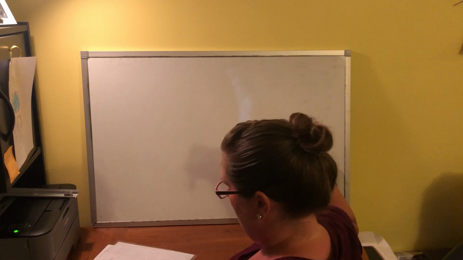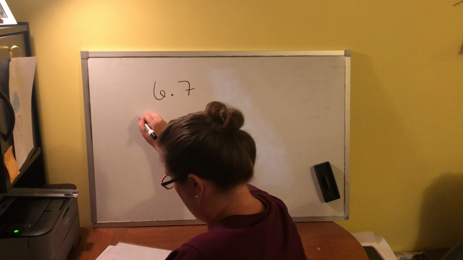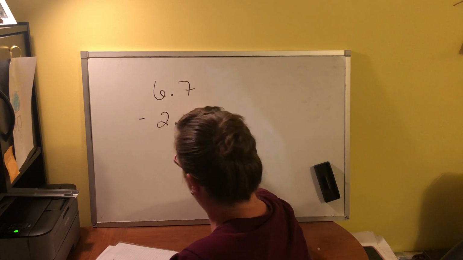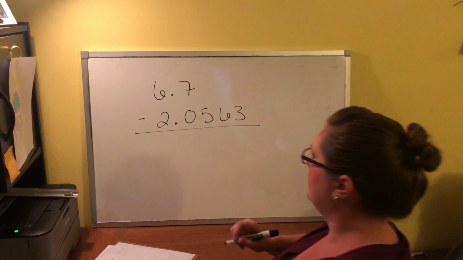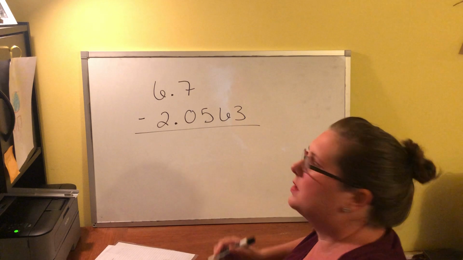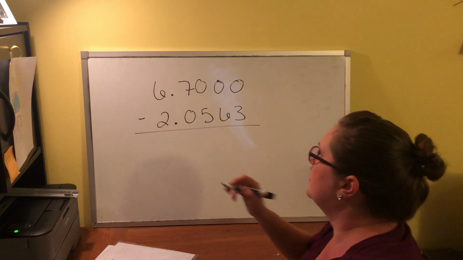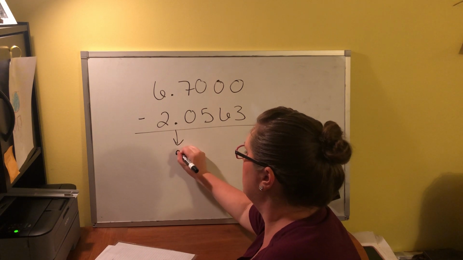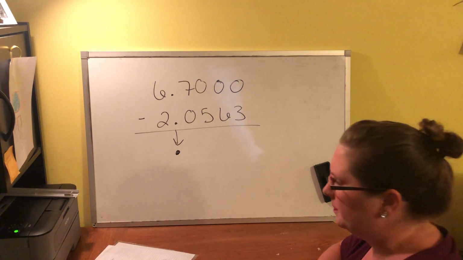Let's do one subtraction. Let's look at 6.7 minus 2.0563. Now, if you were doing this longhand, you would have to add in zeros so you can go ahead and subtract. I would also go ahead and bring your decimal down. That way it's ready to go. And now you're subtracting as if this was a whole number.